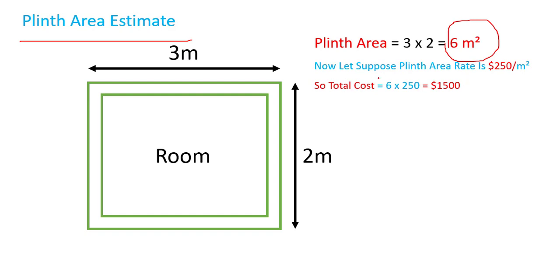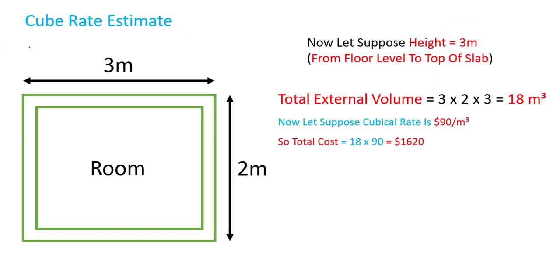Now let's suppose in your area the plinth area rate is 250 per meter square. You can get this rate from your local contractor or from the government departments. Now the total cost will be equal to the plinth area, that is 6 meter square, multiplied by the unit rate of 250 per meter square. So it will be $1,500. This is how we can calculate a plinth area estimate. In the next tutorial we'll do an example regarding this as well, in which we will add lump sum items.